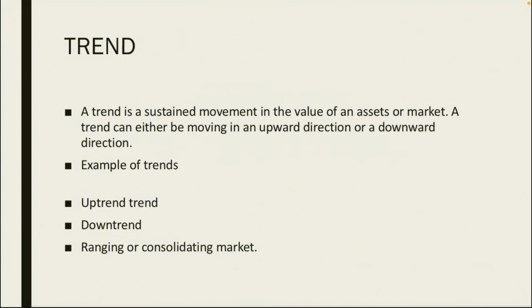Okay, now let's take what a trend is. A trend is a sustained movement in value of an asset or a market. A trend can either be moving in an upward direction or a downward direction. Examples of trends: we have upward trends, downward trends, and ranging or consolidating trends. So the market will either be moving in an upward direction, a downward direction, or it will be ranging. And we don't want to be taking trades when the market is actually ranging. A lot of people do take it with support and resistance, but I really do not advise people to do it, because you don't really know the actual direction the market is going, so you don't get caught off guard. Okay, so let's just go straight to the point.